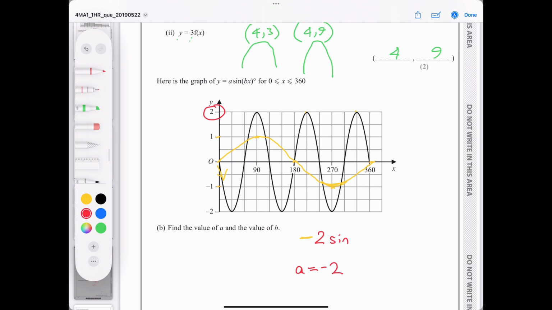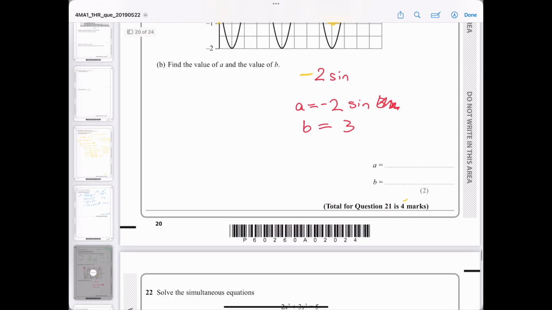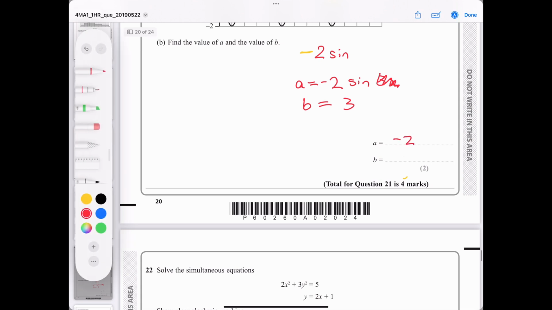Now my third issue is this only peaks once in the 360 between 0. Its frequency is just 1. But actually the frequency of this one is 1, 2, 3. So it means that the b bit that influences the x is going to be 3x. So that means a is minus 2 and b equals 3. And that is your answer to that, minus 2 and 3.